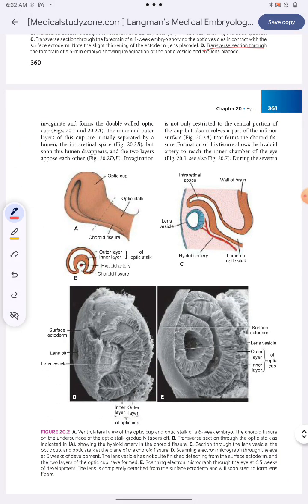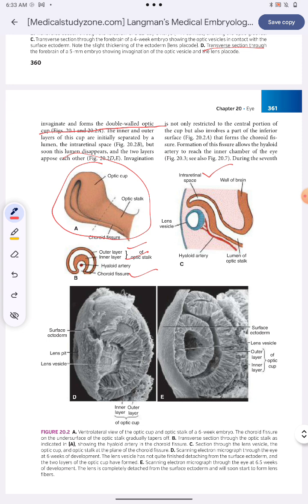After some time, the optic vesicles begin to invaginate and form the double-walled optic cup. You can see here a double-walled optic cup, which has an outer layer and inner layer and a choroid fissure through which the hyaloid artery passes in the intrauterine life and supplies blood to the developing structures of the eye. You can also see here the intraretinal space.